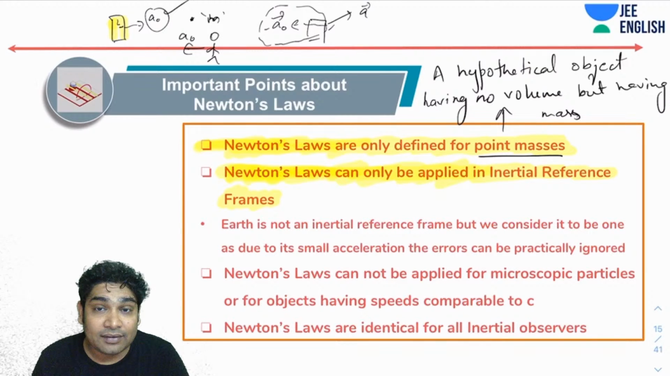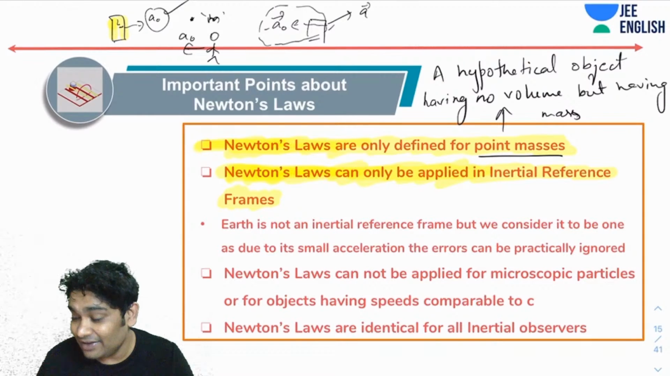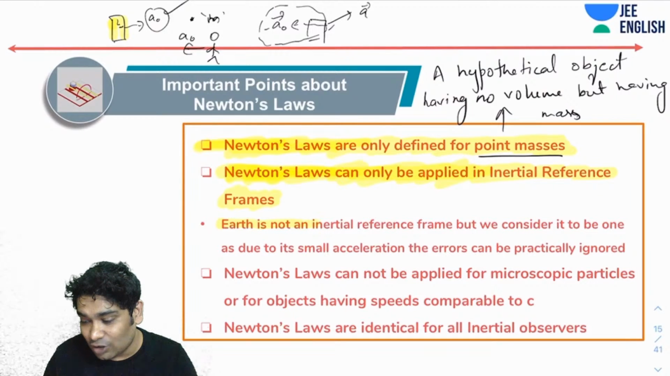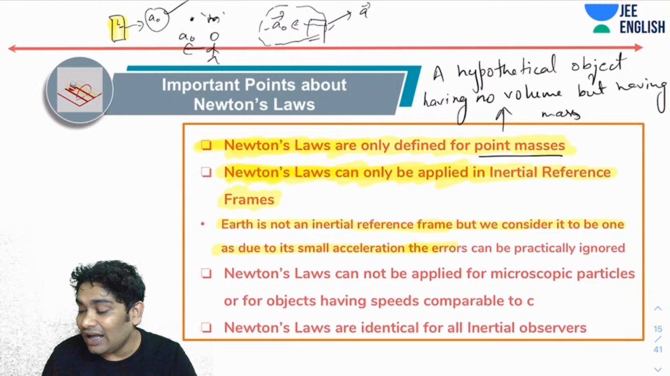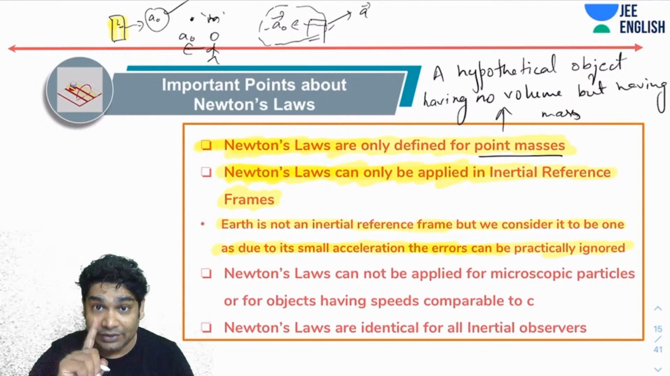So please remember that the only reason why we can use Newton's laws on Earth is that Earth first of all is non-inertial, but we consider it to be inertial due to its small acceleration, and hence we choose to ignore the errors in all our calculations. All right. So I told you you can try this.